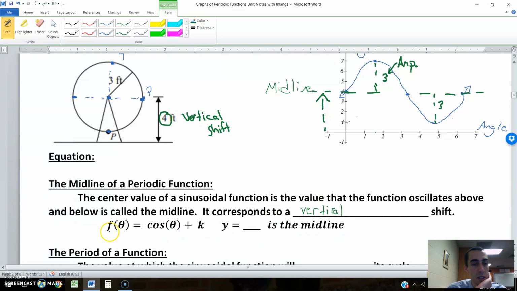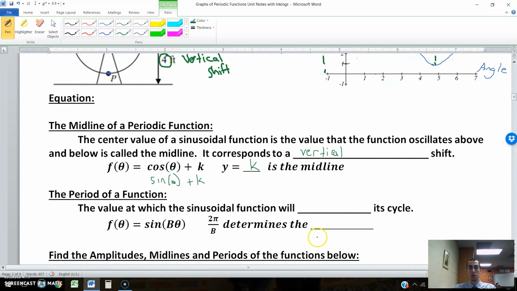So if we have a function like f of theta equals cosine of theta plus k, then the line y equals k will be our midline. For this example, the midline was y equals 4. So if you see a cosine graph or a sine graph, where you've just got cosine theta plus k or sine theta plus k, then the horizontal line y equals k will be the midline.